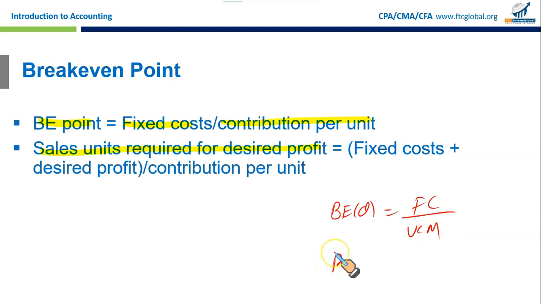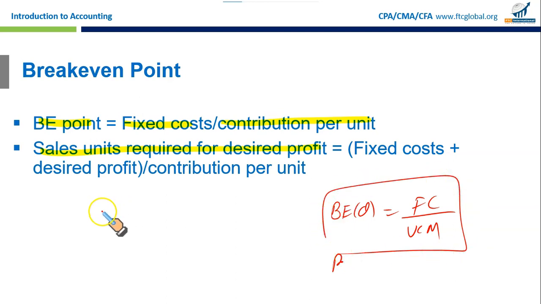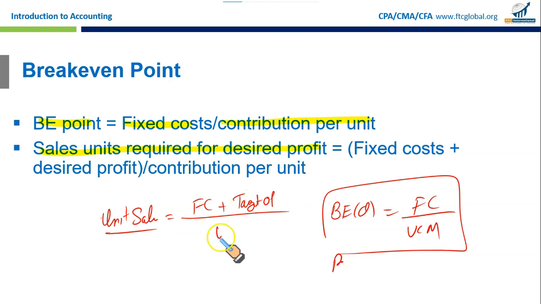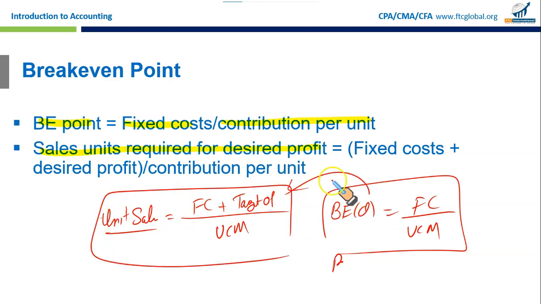Let's say I don't just want to cover my fixed cost. I need to earn some profit. So this formula needs a little revision. In this case, we will say target unit sales, or just unit sales, is equal to, I need to cover the fixed cost, and I also need a certain operating profit, desired operating profit. I will call it target operating profit, upon unit contribution margin or contribution per unit. So this is the formula, which is just a little revision of break-even quantity.